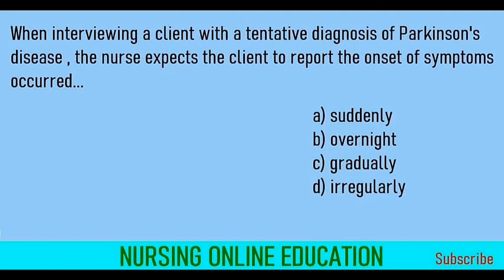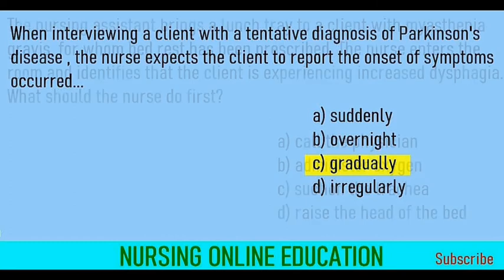When interviewing a client with a tentative diagnosis of Parkinson's disease, the nurse expects the client to report the onset of symptoms occurred: suddenly, overnight, gradually, irregularly. Here the answer is gradually. The onset of this disease is not sudden, that we know. So here the disease has a gradual onset with a prolonged course. Okay, so here the answer is gradual.